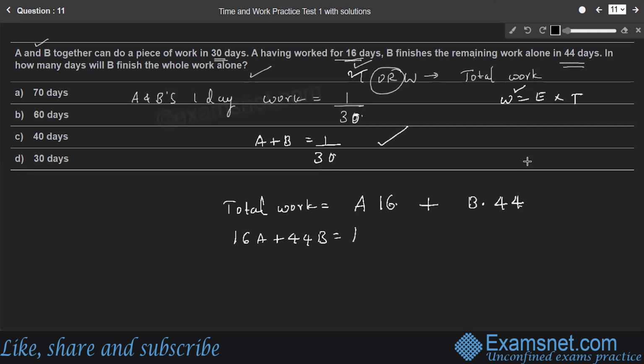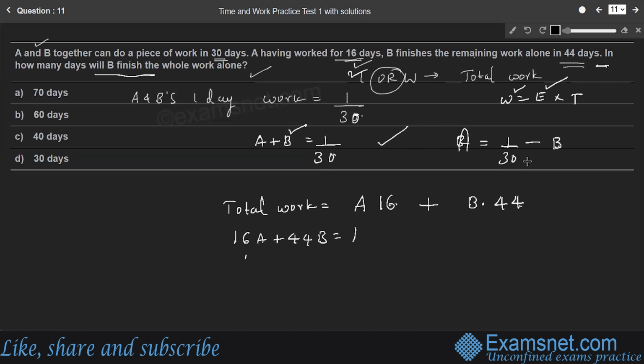Therefore, here in the question, in how many days will B finish the whole work alone? So we have to consider the case for B here. We'll express A in terms of B. 1 day work of A, or efficiency, both are the same, right? Efficiency of A, or 1 day work of A, is equal to 1 by 30th of the whole work minus B's efficiency.